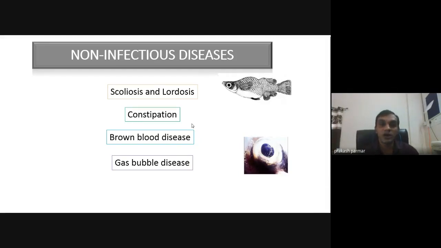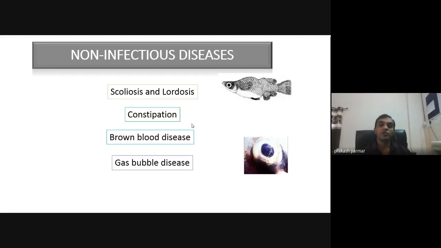Another important group is the non-infectious diseases. They are not spreading, but they are important. The first important one is scoliosis and lordosis, and this occurs due to nutritional imbalance, basically due to vitamin C deficiency. So we have to provide vitamin C in sufficient amount, should not be higher or lower. Scoliosis and lordosis is known as broken back disease. Here the vertebral column is affected and fishes become bent.